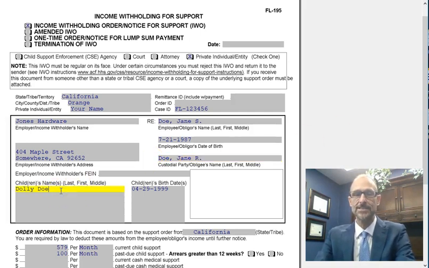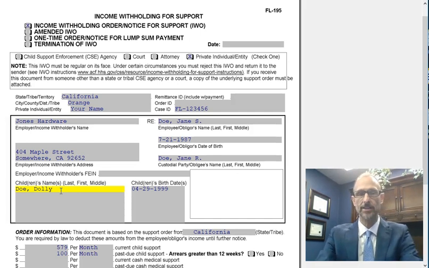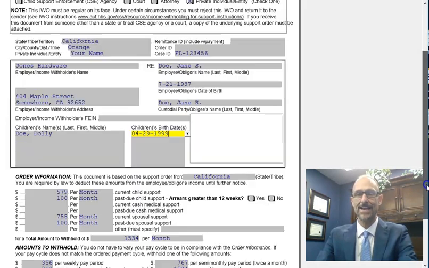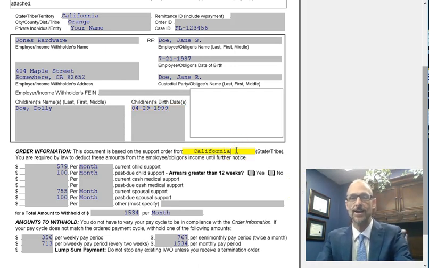Then you put the children's name. Again, it asks for last, Doe, and the child's name is Dolly. Dolly Doe. And her birth date is off to the right. Going to fill that in. Then it asks for, this document is based on the support order from what state or tribe. It's asking for California. So you're going to put that in there.